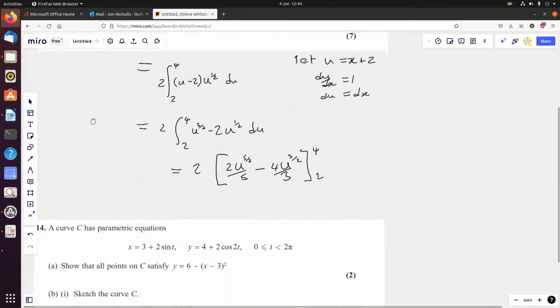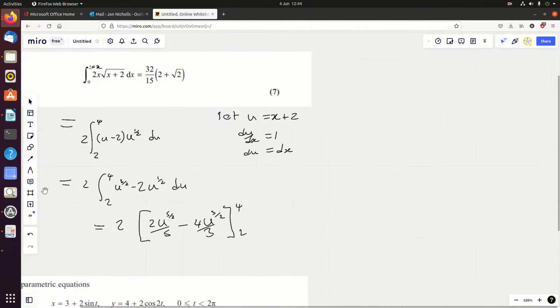So what are we going to have here? Well, let's do it all over here and hopefully end up with the answer. We're going to have 2 times, open brackets. Right, when we plug in 4, square rooted is 2, 2 to the power of 5 is 32, times by 2 is 64 over 5. 4 square rooted is 2, cubed is 8, times by 4 is 32 over 3.